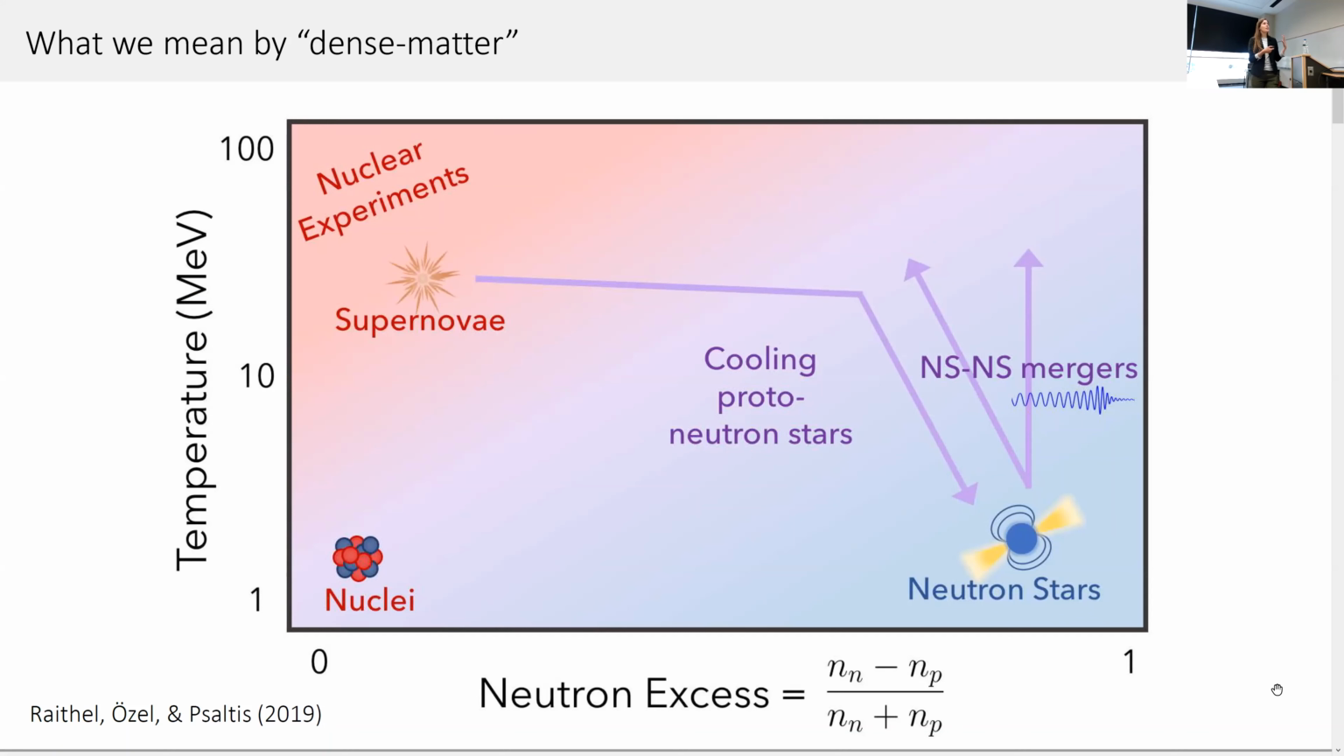And neutron stars, of course, fall in the other corner of this phase diagram where you have almost pure neutron matter at very, very low temperatures. And so if we care about pinning down the equation of state in this part of the parameter space, neutron stars offer us a natural probe.